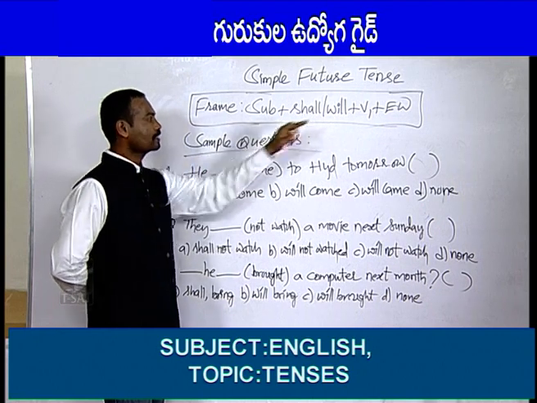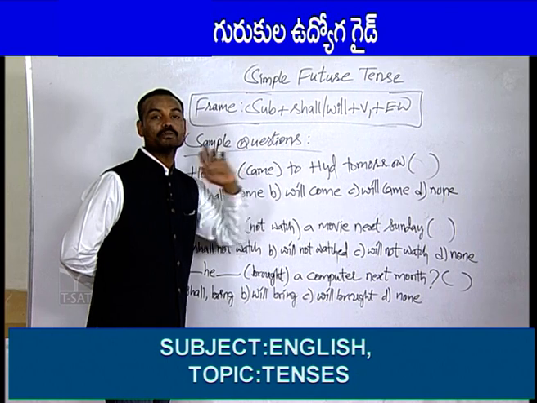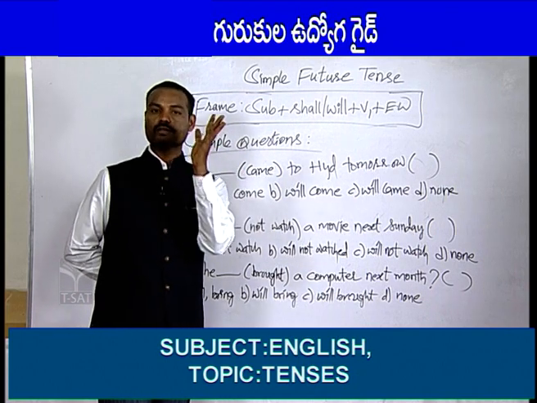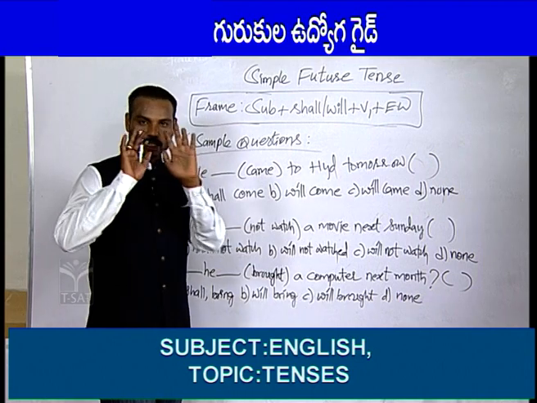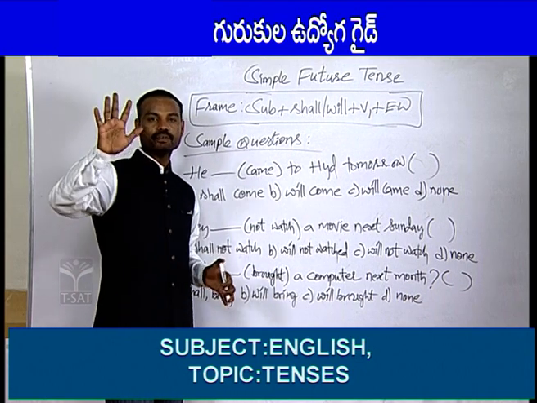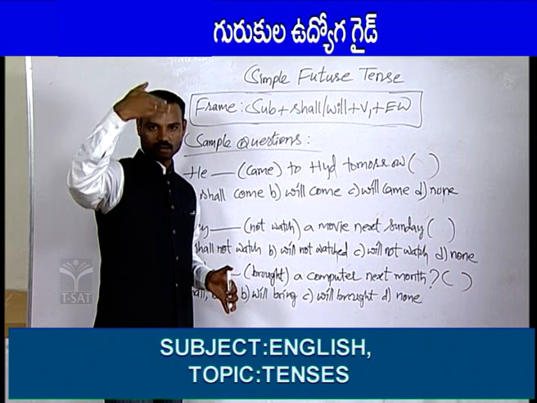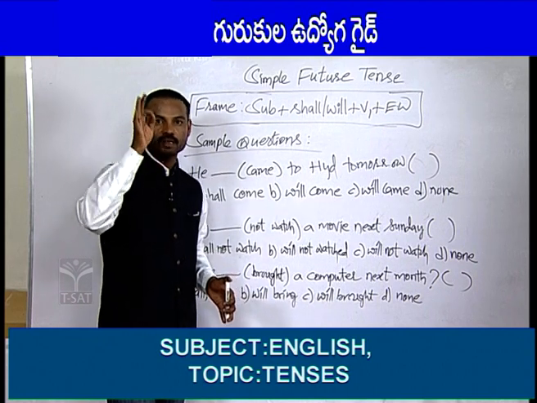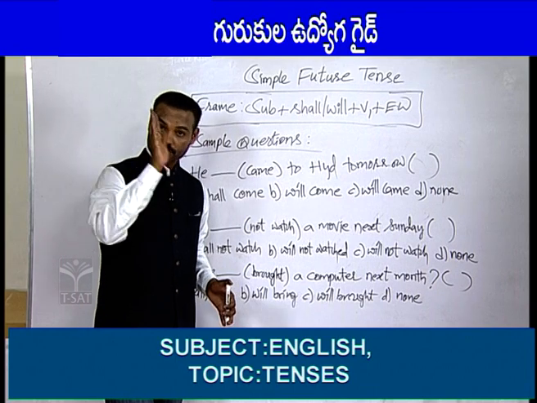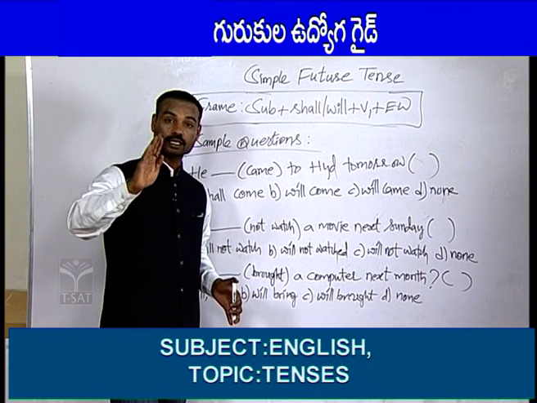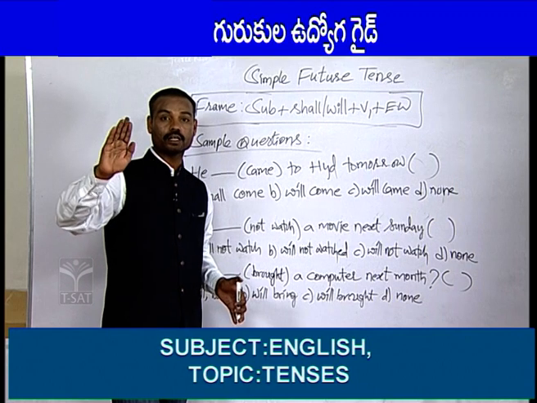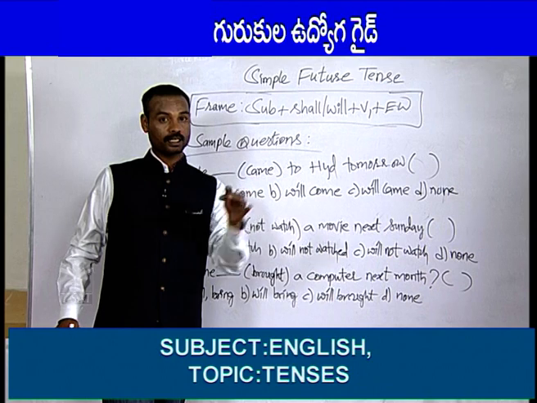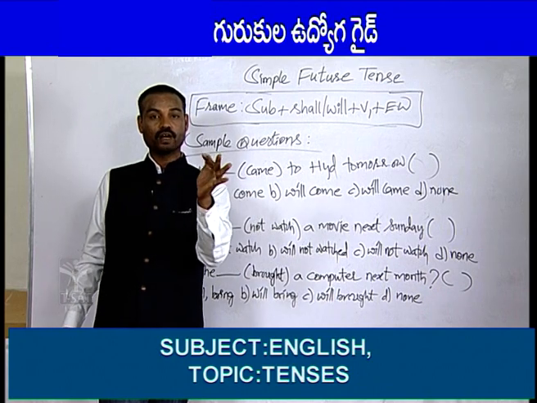Next, what should we take? V1 should be taken, because this is simple future tense. In simple future tense, we should always use the first form of the verb. Never forget, friends, in simple future tense, even if you speak or write 1 lakh sentences, in every sentence the verb must be in the first form. Whether it is a positive, negative, interrogative or negative interrogative sentence, whatever the type of sentence, the verb must be in the first form.